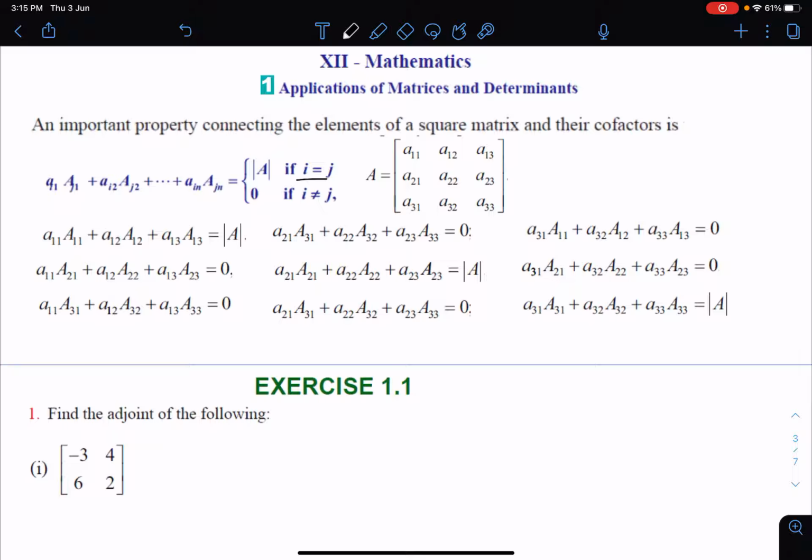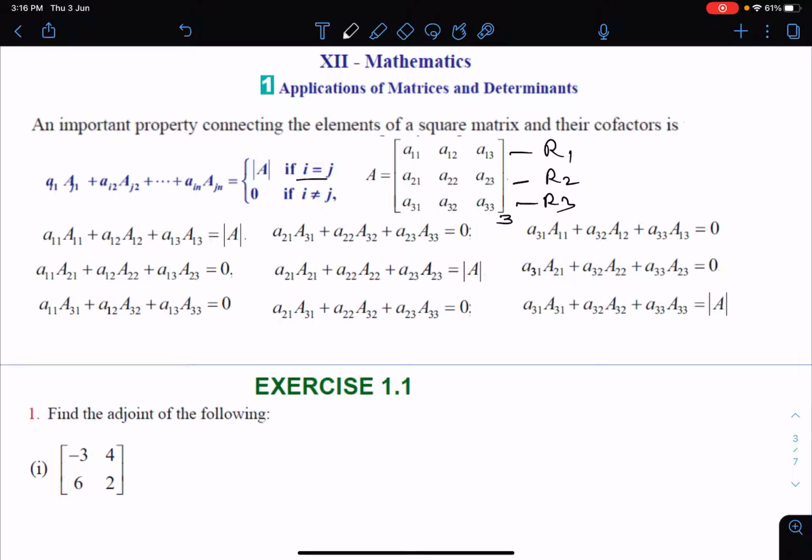Now we have seen an important property connecting the elements of a square matrix and their cofactors, isn't it, in the last session. For that I'll give you an explanation. You will be wondering what is i equal to j and i not equal to j. How is it possible? Now see, this is our 3 cross 3 matrix. a11, a12, a13, this is row 1. a21, a22, a23, this is row 2. And here, this is going to be our row 3. This is of order 3.